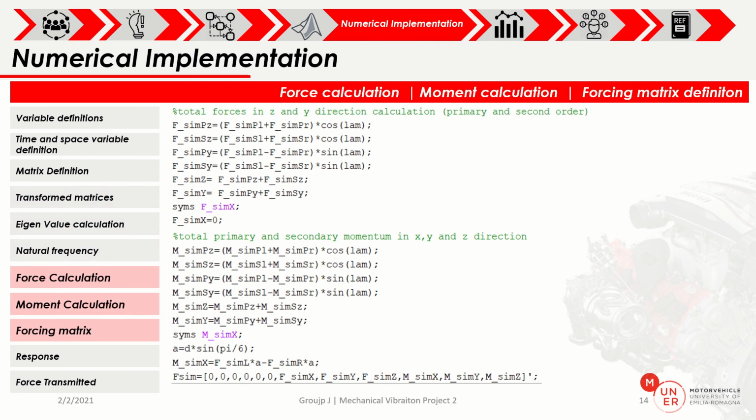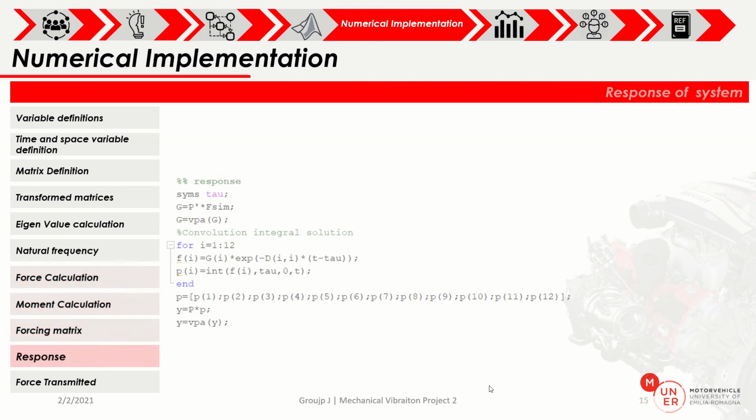We calculate the total inertial forces in z and y direction, in x is equal to 0, and the momentum in x, y, and z direction. Fsim represents the forcing vector. This is the forcing vector. In order to obtain the response of the entire system, we apply the convolution integral at each modal coordinate.